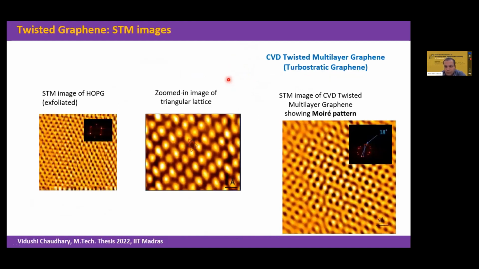We could image the formation of this twisted graphene using scanning tunneling microscopy. For instance, this is the STM image of HOPG, the conventional graphite, where one can see the triangular lattice corresponding to the AB stack structure. Only half the carbon atoms are visible. But in the case of this CVD grown twisted multilayer graphene, one can clearly see a moire pattern, and upon taking the FFT of this image, one can also measure the twist angle. We found that the twist angle between these layers was about 18 degrees.